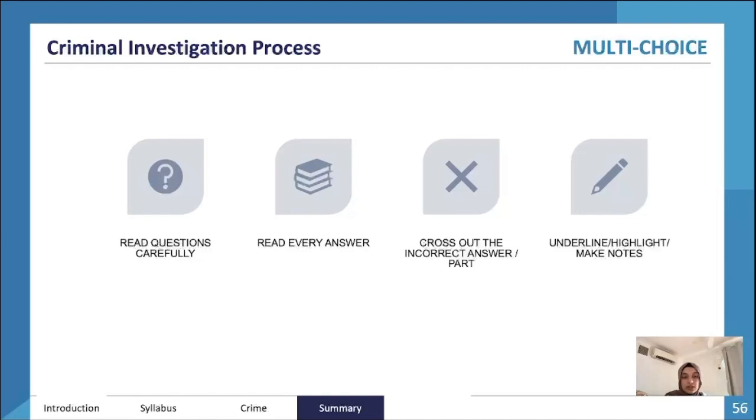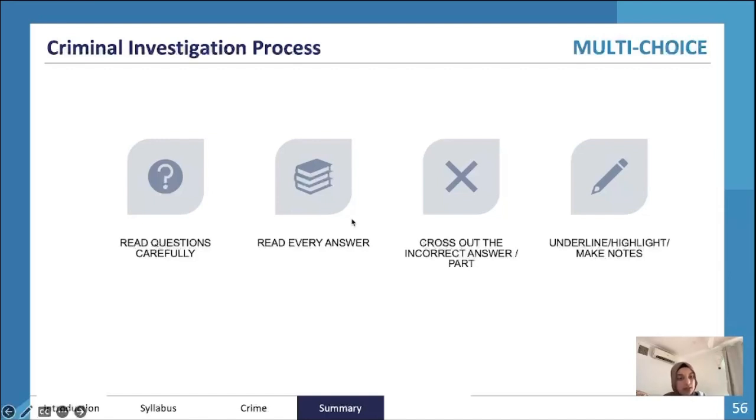So in terms of the multiple choice, make sure that you read the questions carefully. Make sure that you read every answer. I just realized that this is incorrect, so please ignore that. But yeah, make sure you read your questions carefully.